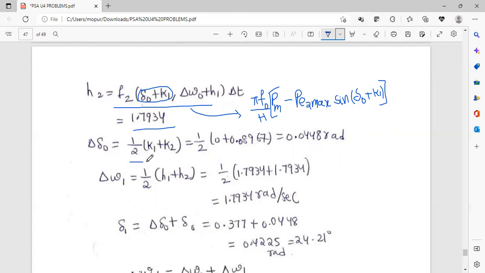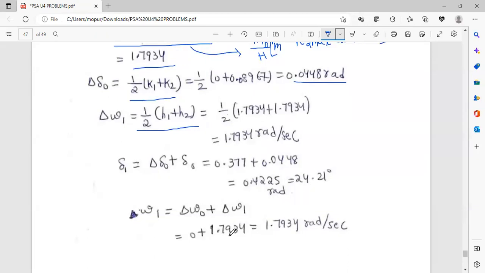Del naught is the average of K1 and K2. Del omega 1 is the average of H1 and H2. Del 1 is del naught plus del naught. Del naught is this, and del naught we had already calculated. Then similarly, omega 1 is equal to del omega naught plus del omega 1. So, del omega naught is 0, so the value of this del omega 1 is what we had calculated here.